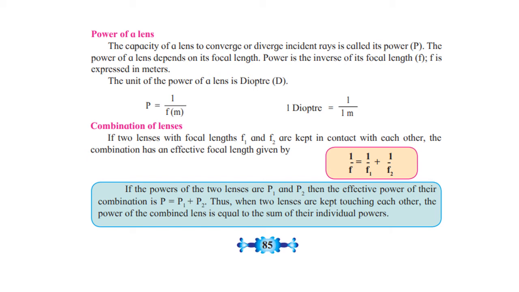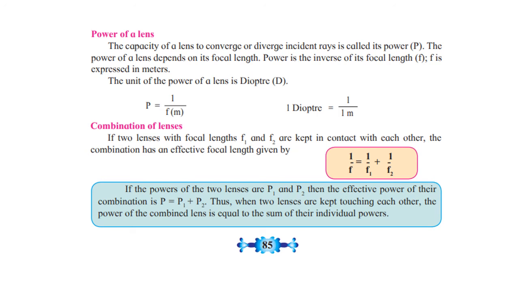When we talk about a combination of lenses, if two lenses with focal lengths f1 and f2 are kept in contact with each other, the total focal length will be given by 1 upon f is equal to 1 upon f1 plus 1 upon f2. If the powers of the two lenses are p1 and p2, then the effective power of their combination is P is equal to p1 plus p2. This we'll learn in more detail when we learn about the defects of the eye, and how we use different lenses to correct them. So for now you have to remember the formula.